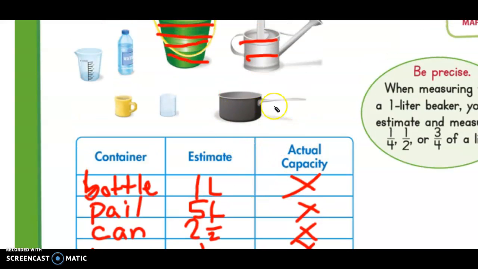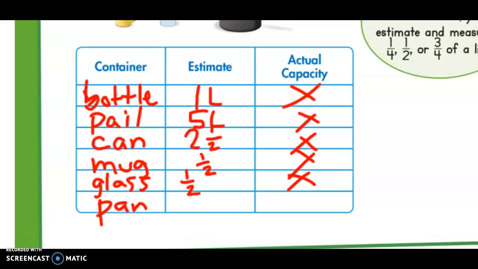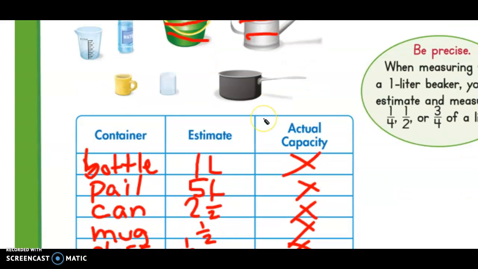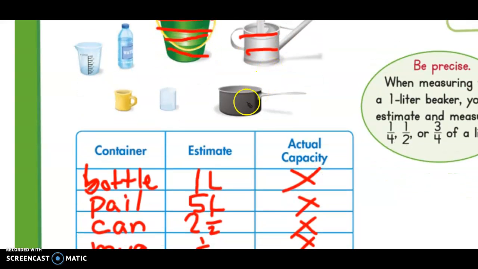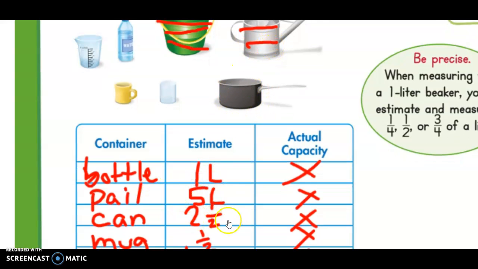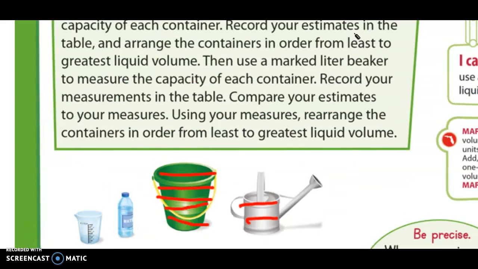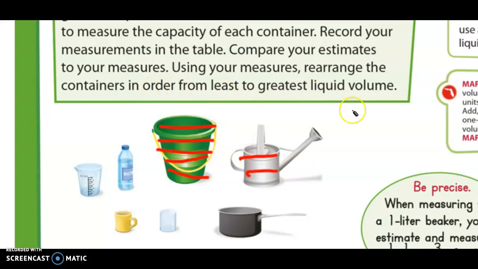And then we've got our pan here, our very last thing, a cooking pan. It's a little smaller maybe than our watering can. So maybe a little bit of a smaller estimate than we had for our watering can, which we said was 2.5. So maybe 2 liters would be a good guess for that. Good estimate. And then it really just wanted us to rearrange our containers from least to greatest.